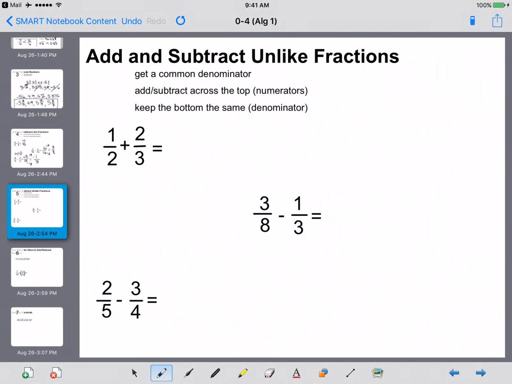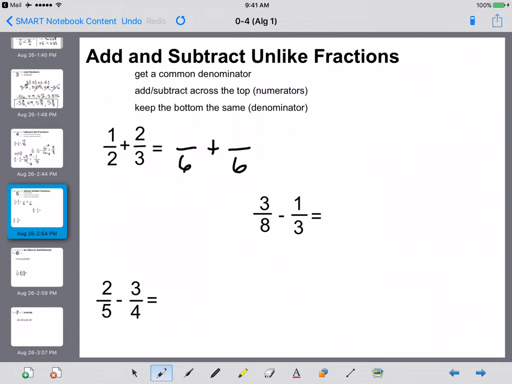And then if we have unlike fractions, first step we need to do is get a common denominator. Then, same steps as you did when you had like fractions, because once we get that common denominator, they're going to be like fractions. So 2 and 3. What's the least common denominator that we can get? 6.